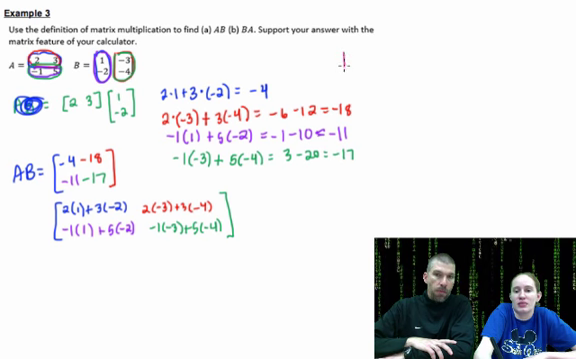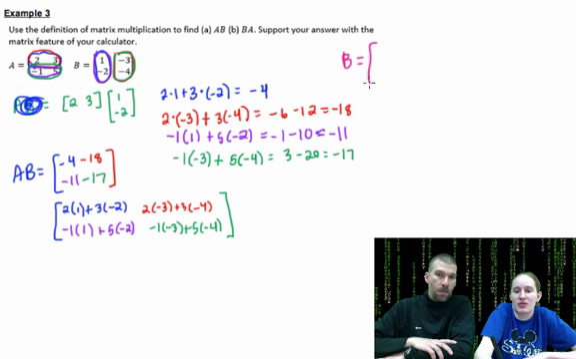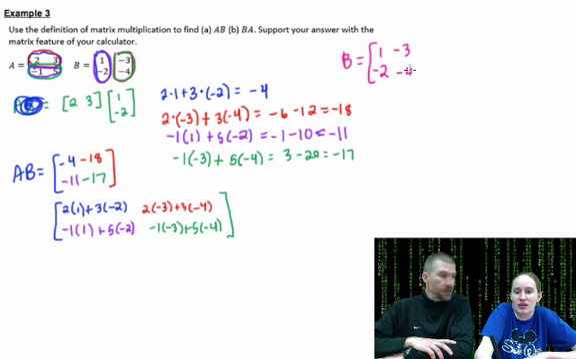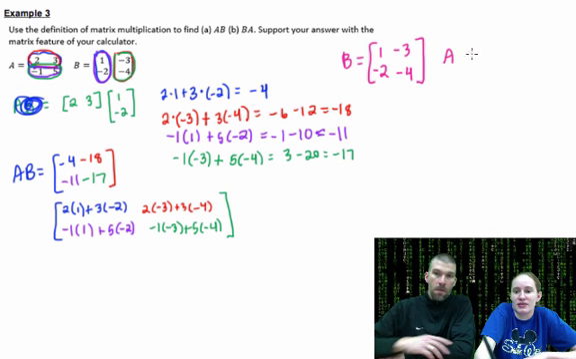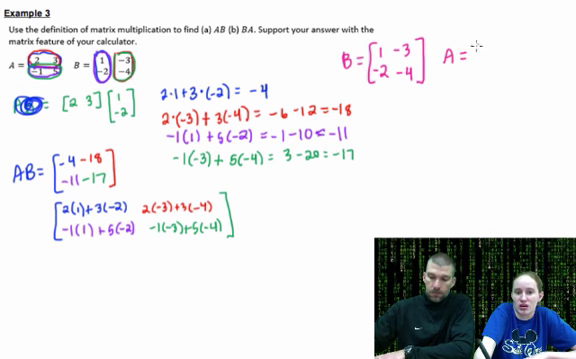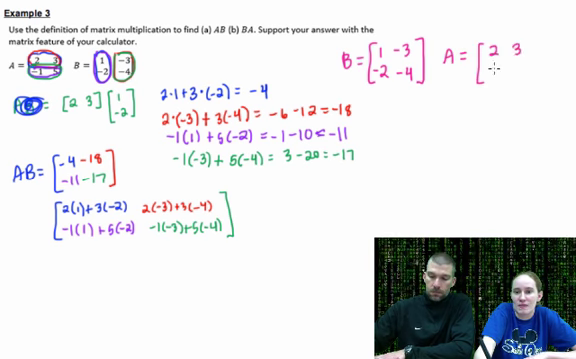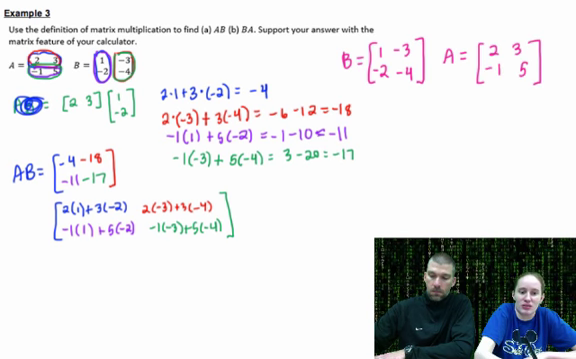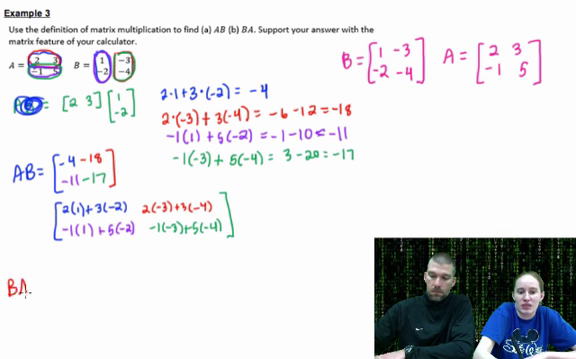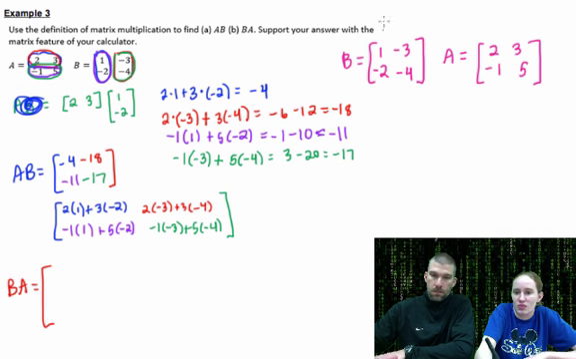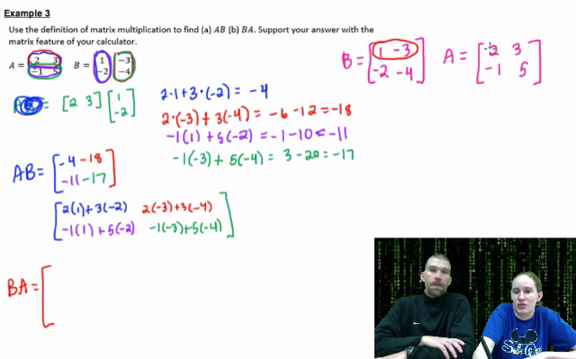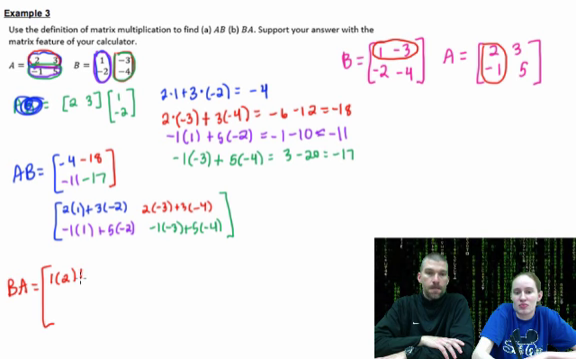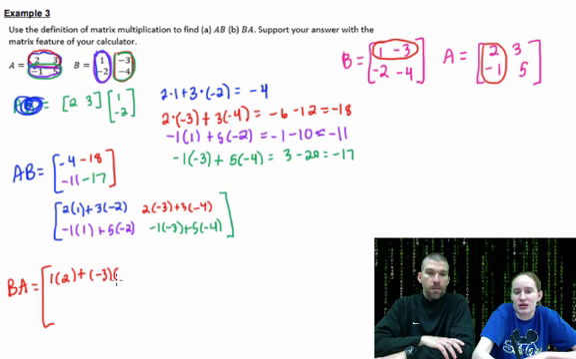Now, for me to do B times A, I almost have to write them in the other order personally. Yes, you need to, or you'll make a mistake. What happens is we're switching which rows and which columns we're dealing with. And for whatever reason, it doesn't really work so well when I try to do it in my head. So for BA, we've got first row, first column. So that's 1 times 2 plus negative 3 times negative 1.